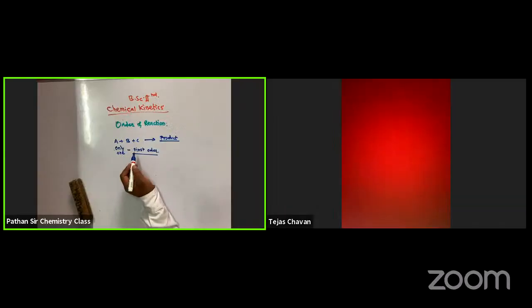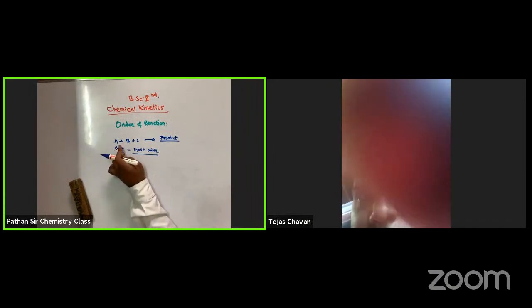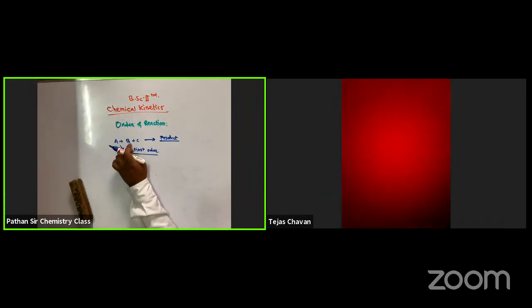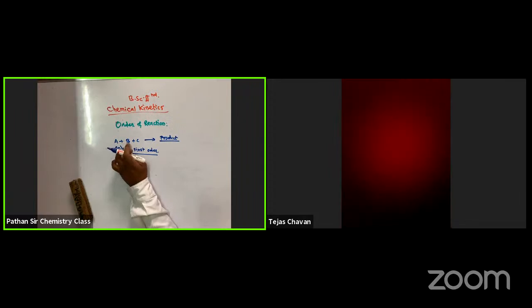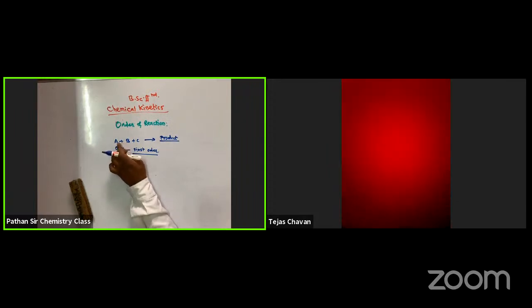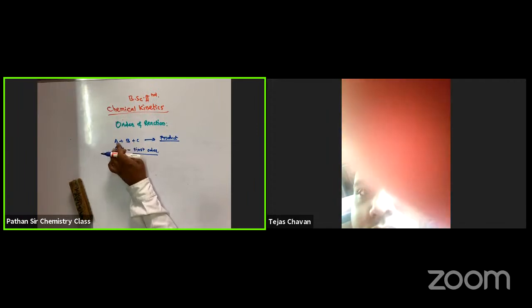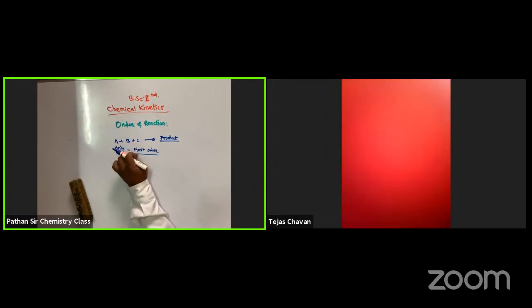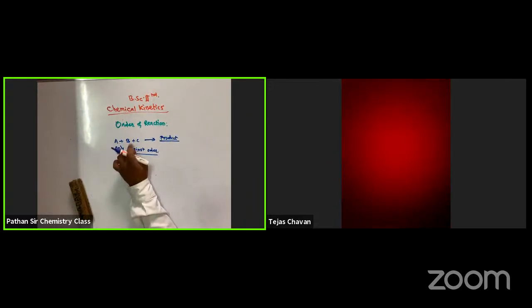Now another case, if the concentration of A and B both are affecting the rate of reaction. Remember, if you have 3 different reactants, but in case of a first order reaction, only one reactant is affecting the rate of reaction. The other 2 are present, they are necessary.